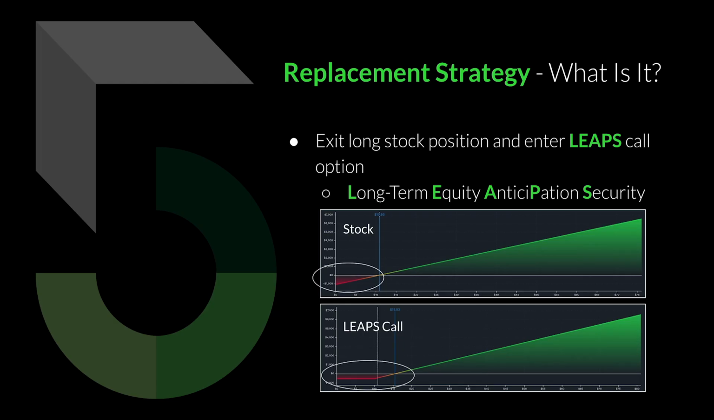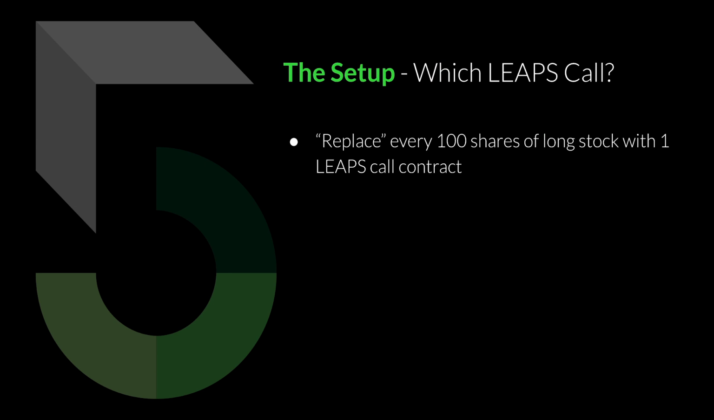Okay, so let's take a closer look at which particular LEAPS call strike you would actually choose to replace your stock position. The first thing we need to understand is that since an option represents 100 shares of a stock, we're going to be replacing every 100 shares of long stock that we own with one LEAPS call contract, because it represents 100 shares.